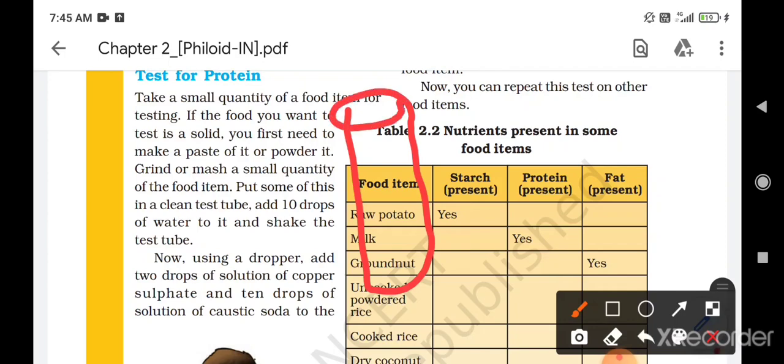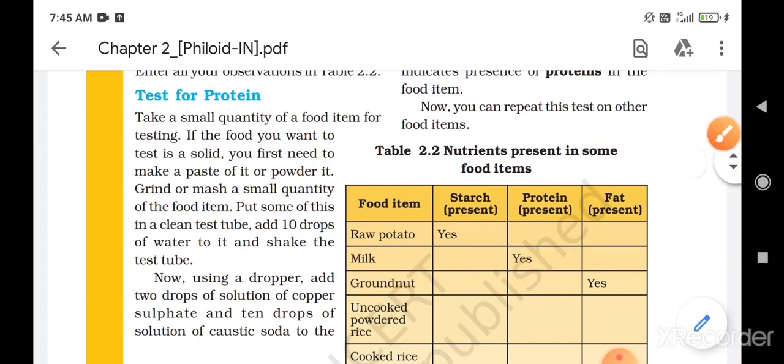Okay, so to perform the test for the presence of protein, we will be needing these two types of solution, and we will be needing one more solution of the food item that is tested for the presence of protein. Okay, so if the food item is in solid form, we have to crush it, make a paste of it, and add some water to it to make a dilute solution.